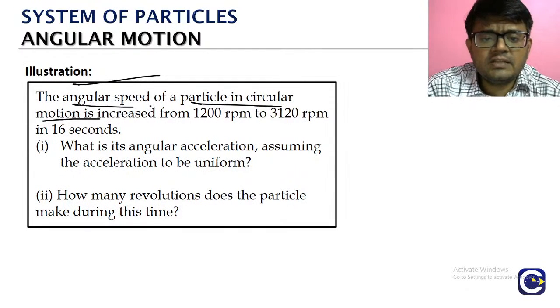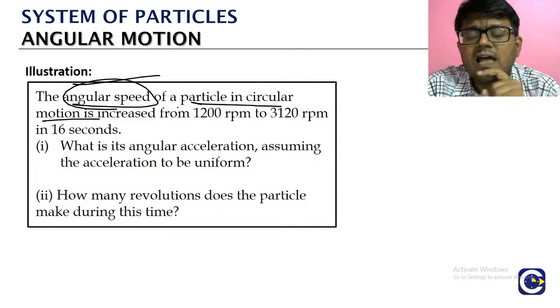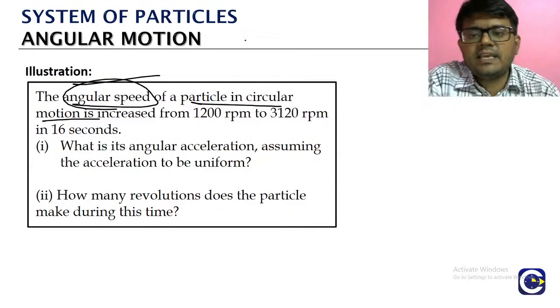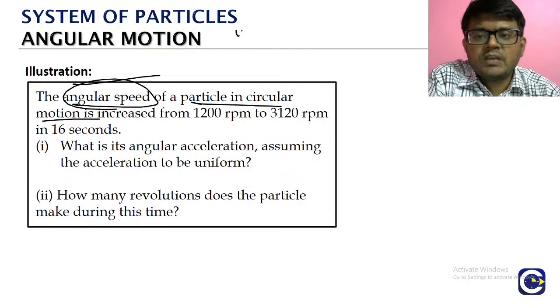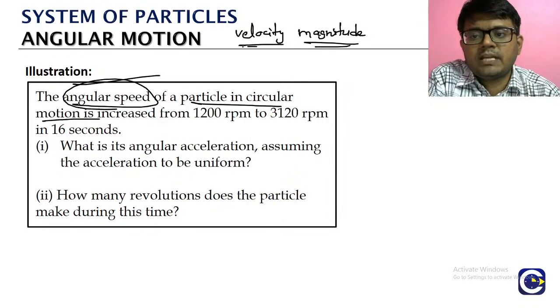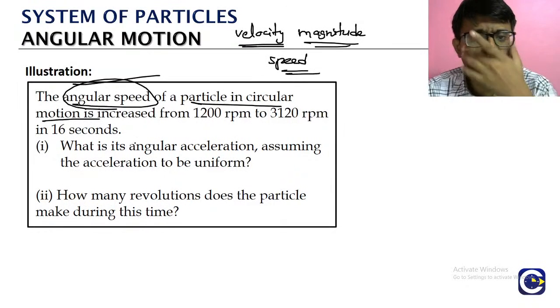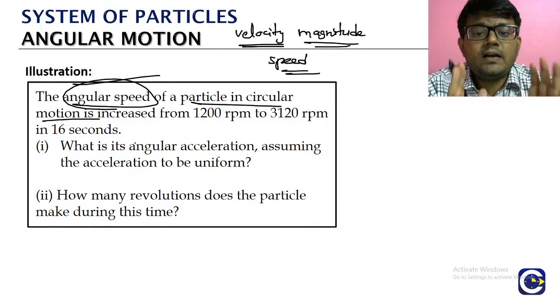Here the question says angular speed. We defined angular velocity, but what is angular speed? Like in linear motion, we use the magnitude of velocity without taking the direction, and just the magnitude we call speed. Same way here also, angular speed means we are just looking at the value of it.